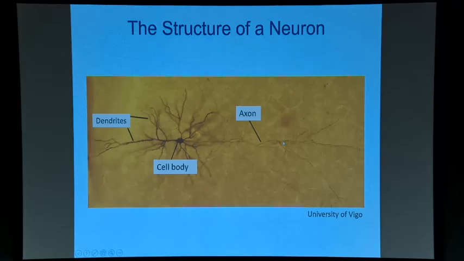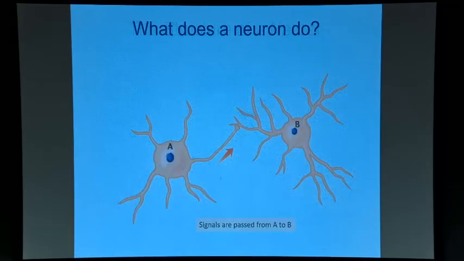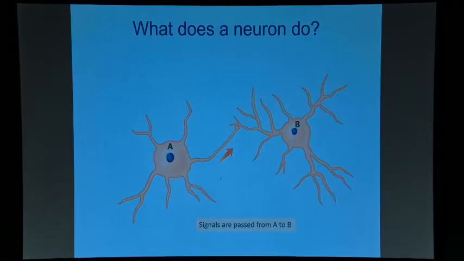So then what are neurons actually doing? It turns out that the main function that neurons seem to be engaged in in our brain, and particularly related to cognition and behavior, is in communicating with each other, so sending signals to each other.